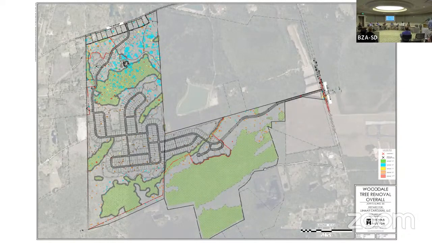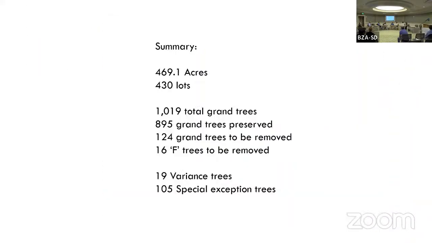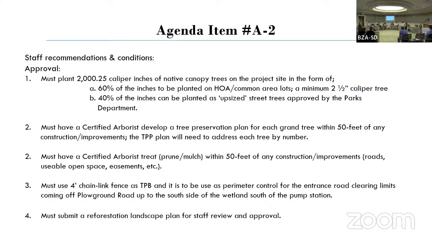Okay. All right, so are there any other questions for the applicant? Any other discussion? Or have we reviewed enough? And are we ready to move forward? We reviewed the B trees. The B trees removed are only three. We reviewed a lot of the C trees. We looked at the Ds that were requested.